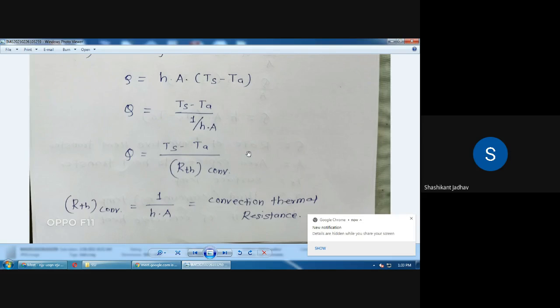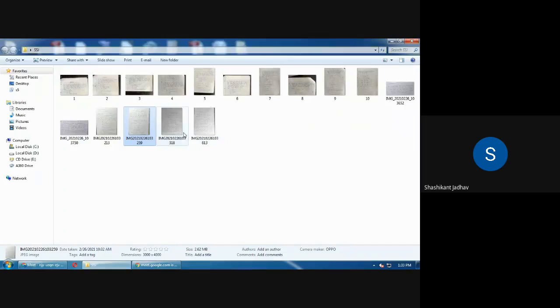So this is the law which is related to convection. Now we have to solve these two simple problems on Newton's law of cooling. Okay, write down the first problem.